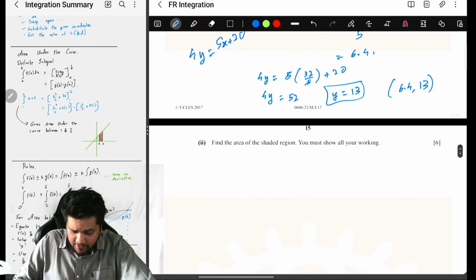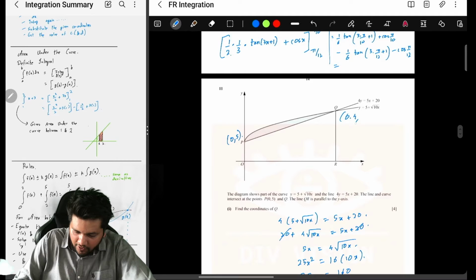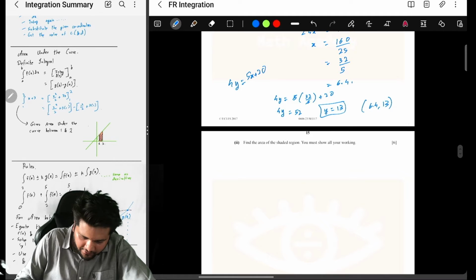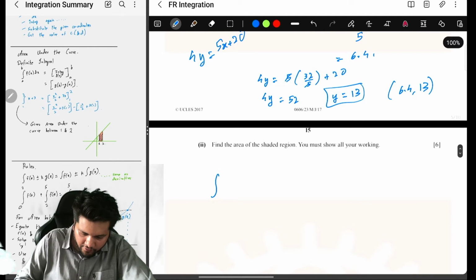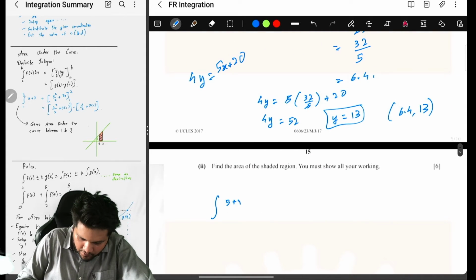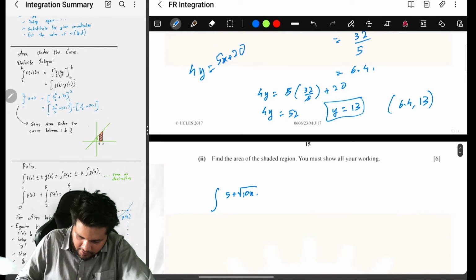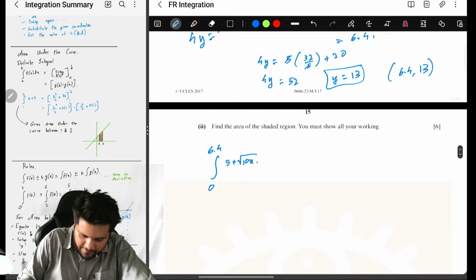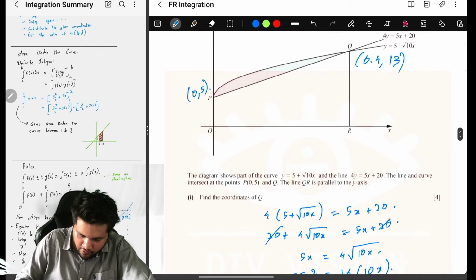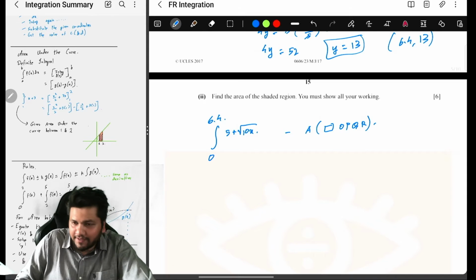And obviously they have asked you the area under the shaded region. So now we know the coordinate as well, which is 6.4 comma 13. So obviously what we are going to do is find the area under the curve with respect to this PQ curve, which is 5 plus root 10x, starting from 0 and going till 6.4, minus the area of the trapezium, which is OPQR. So we'll solve individually and find it.